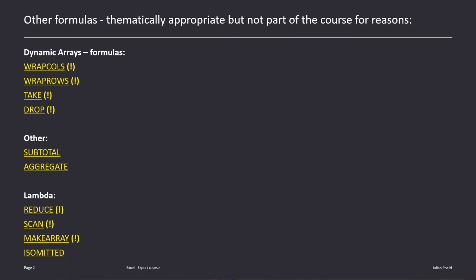And then for the lambdas, reduce, scan, and make array are also worth studying, as well as ISOMITTED, as you saw before in the lambda video with the optional arguments inside lambdas.